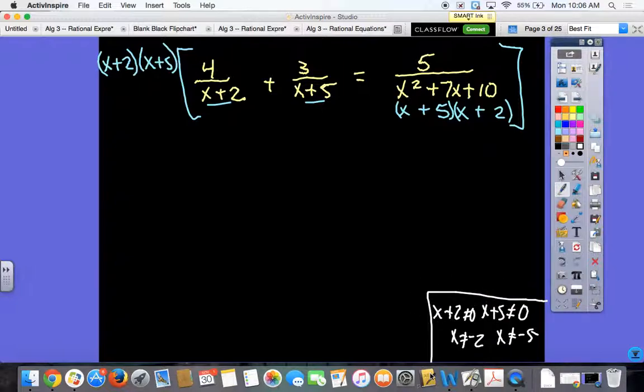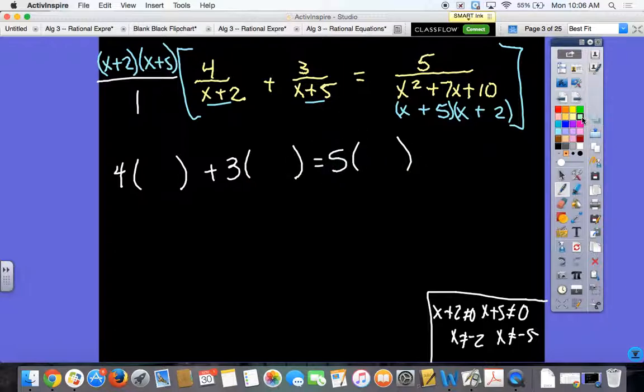All right? Now, let's put that over 1 so we know what's going on. We have our numerator times leftover, numerator times leftover, numerator times leftover. All right, we're ready to rock and roll. When we look at the first one, x plus 2's cancel, we get x plus 5. Go to the second one. x plus 5's cancel, we get x plus 2. Go to the next one. Everything cancels. Please tell me that that is 1.